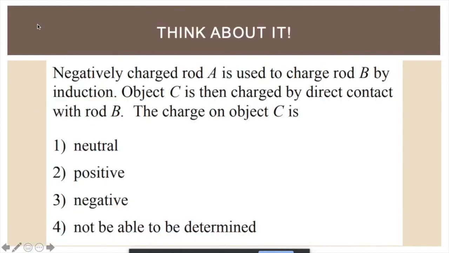This problem says here, negatively charged rod A is used to charge rod B by induction. Object C is then charged by direct contact with rod B. The charge on object C is neutral, positive, negative, or not able to be determined. I'd like you to pause this video now, take a second to think about it, come up with an answer, and then when you hit play, I'll discuss the answer.